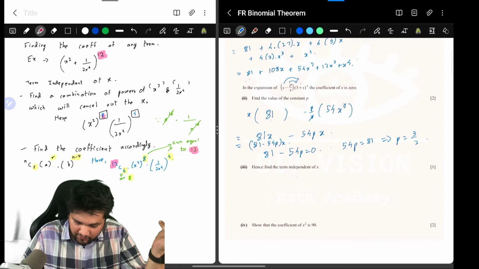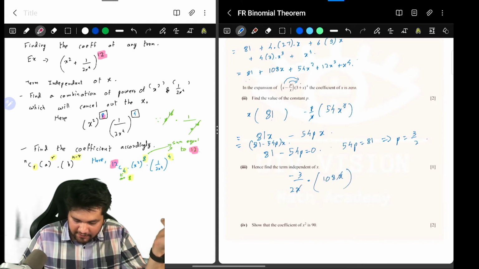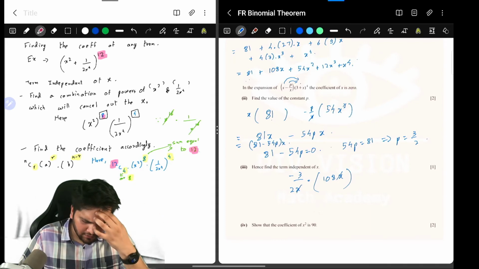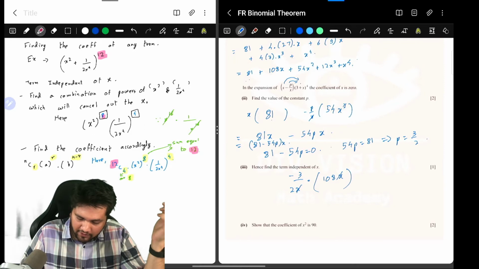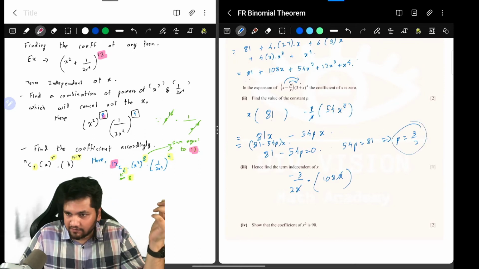Or minus p we already got, which is minus 3 by 2x, into what will give me a term independent of x? It's going to be 108x, which will cancel this x. It's going to be 54. But why do we have to multiply the minus 3 by 2? Because we already found the value of p, no? That's why.